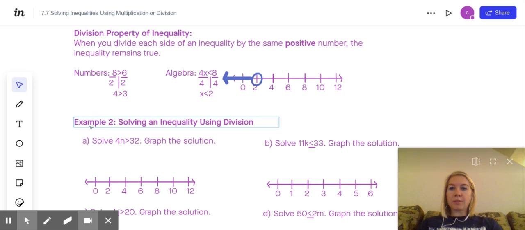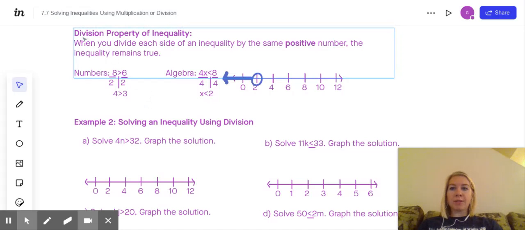Okay, sixth graders, let's talk about example 2, solving an inequality using division. This is part of chapter 7, section 7, solving inequalities using multiplication or division. Before we get into example 2, let's talk about the division property of inequality. That says when you divide each side of an inequality by the same positive number, the inequality remains true.